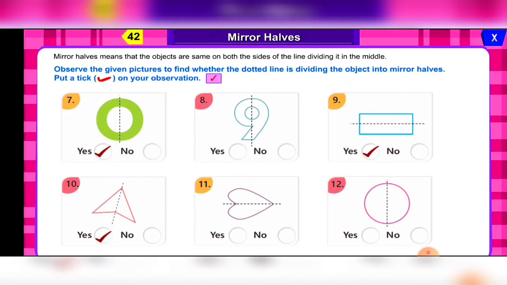Number 11, there is a heart. This heart, both parts after dividing are same. So, we will put right on yes. Number 12, there is a circle. This circle is dividing in two equal parts. So, we will put right on yes.